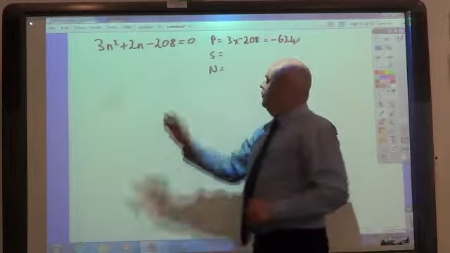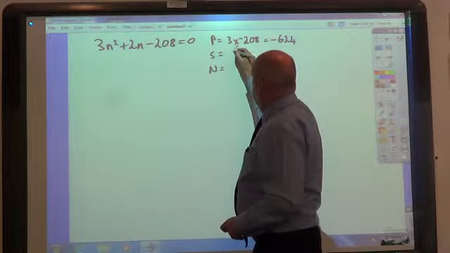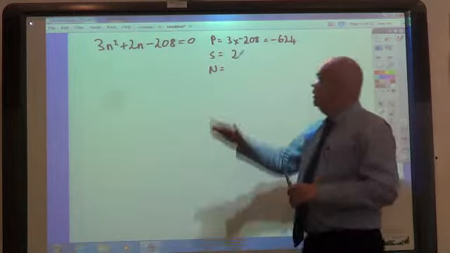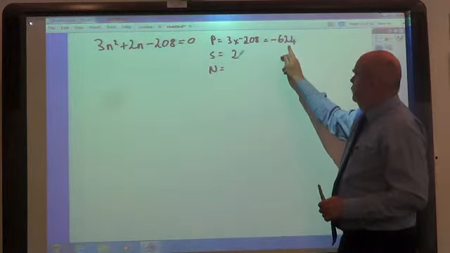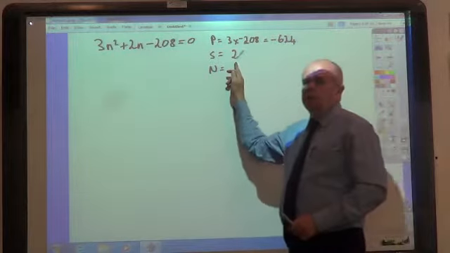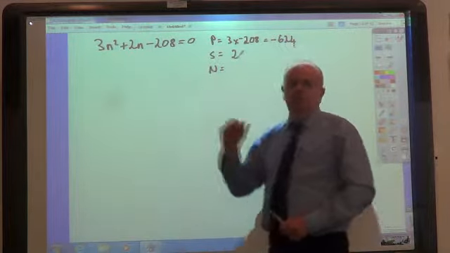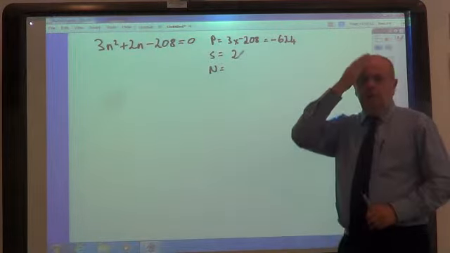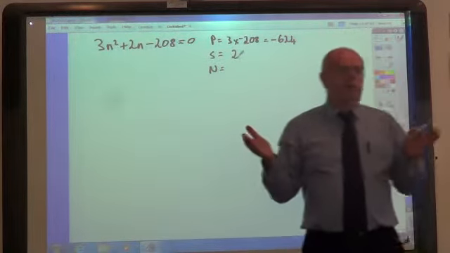Yeah, it's the coefficient of the middle term, and that is quite clearly 2. And now I get into my guessing game, where I've got to think of two numbers that when multiplied give me negative 624, and when added give me 2. That might look horrendous. I mean, the factors of 624, there's probably a lot of them.